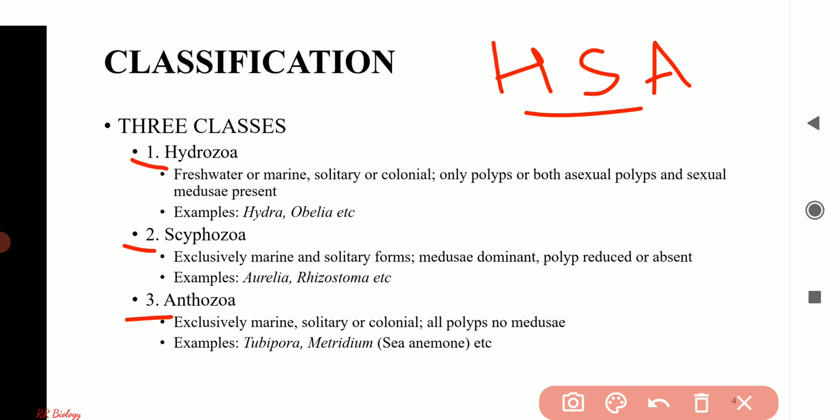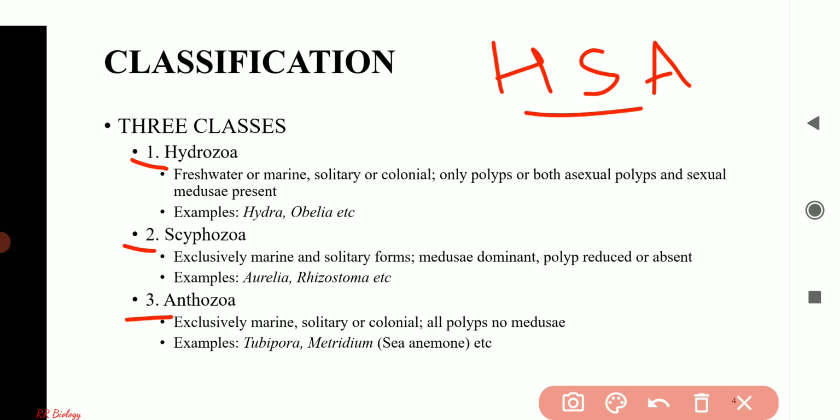In hydrozoans, what is there? Let us see. These are freshwater or marine, solitary or colonial, with only polyps, or both asexual polyps and sexual medusae present. Only polyps may be there, or both may be there. Examples are Hydra or Obelia. Hydra, Obelia, etc. There are so many others also. Okay, fine. Then come to the second class, Scyphozoa.